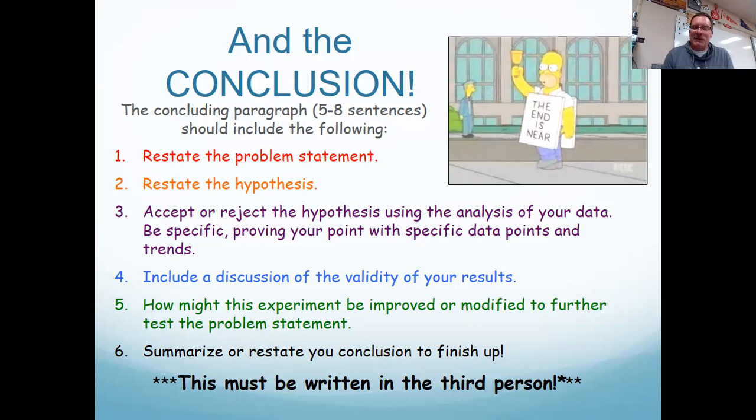Number 4, include a discussion of the validity of your results. That's your error. And then how might this be improved or modified to further test the problem and get even more accurate results? And then summarize or restate a quick conclusion written in the third person. So what was your purpose? What was the hypothesis? Do you accept or reject it? This is your analysis portion where you use your data to support or not support. What error did you have? What might be a next step in the process or modifying the experiment? And then a summary statement.